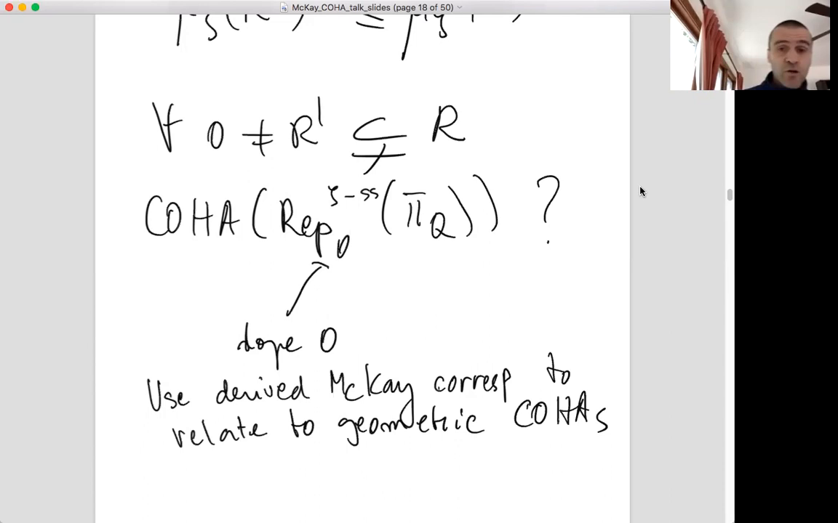So what is known about this? Well, before our paper, basically nothing was known, or at least not known to us. We weren't aware of any results in the literature. So one of the motivations was to try to learn something about this algebra, this cohomological Hall algebra. Another came together with the question of trying to understand if there is a connection to geometric cohomological Hall algebras through the derived McKay correspondence. So that's a more precise formulation of the motivating question.